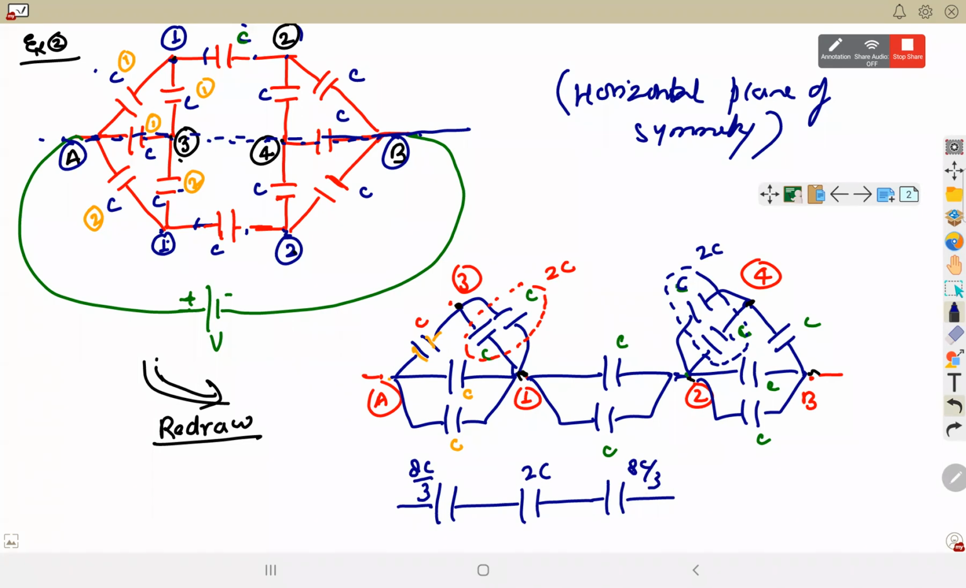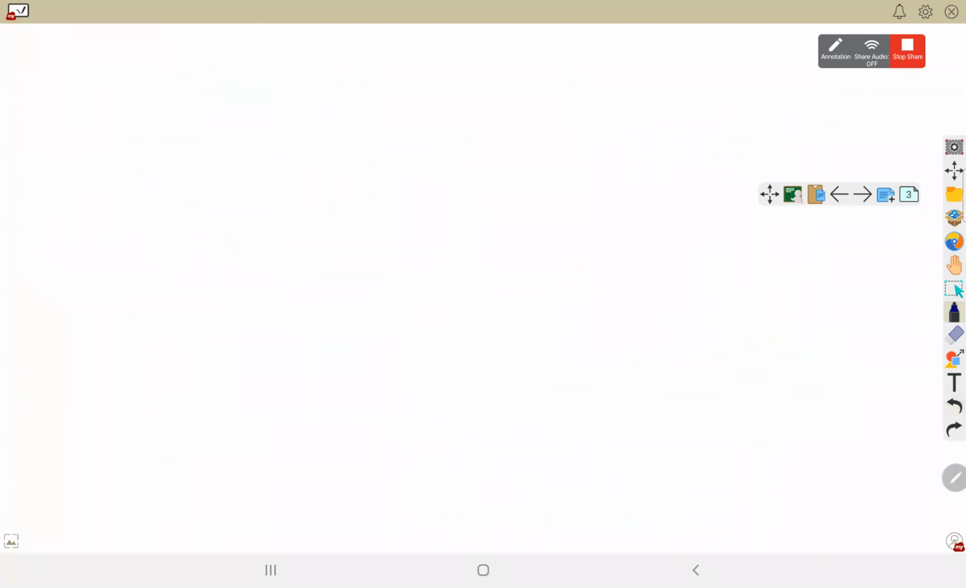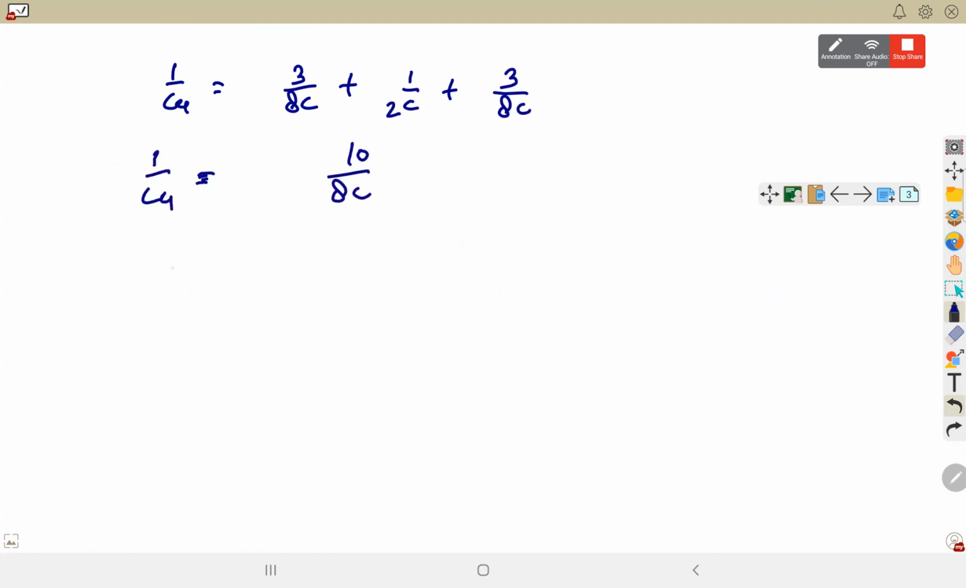And these three are in series then. One upon C equivalent is 3 by 8C plus 1 upon C, plus 1 upon 2C. So that becomes 10 upon 8C, or 4 upon 5.